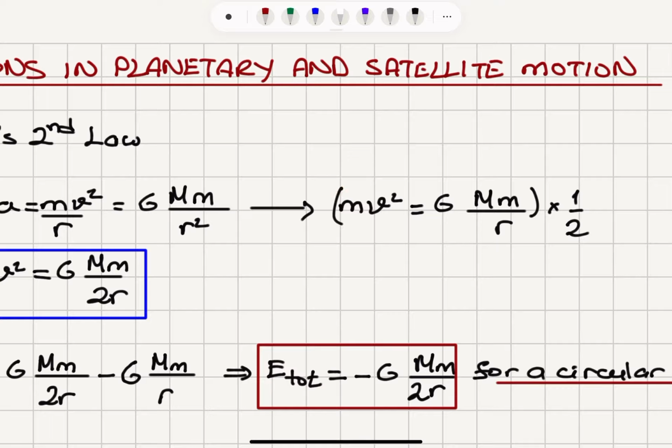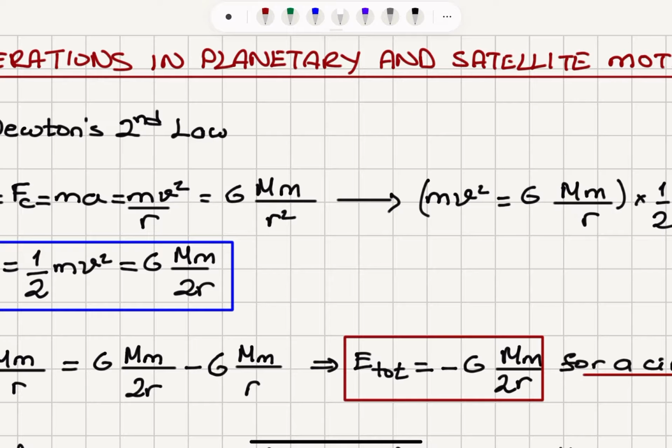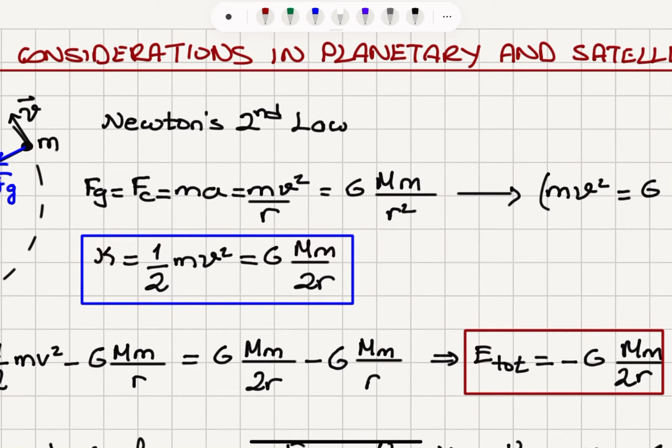And if I multiply this equation by 1/2, I obtain an expression for the kinetic energy of this satellite. That will be 1/2 mv squared, equal to G capital M m divided by 2r. So this will be the expression for the kinetic energy.